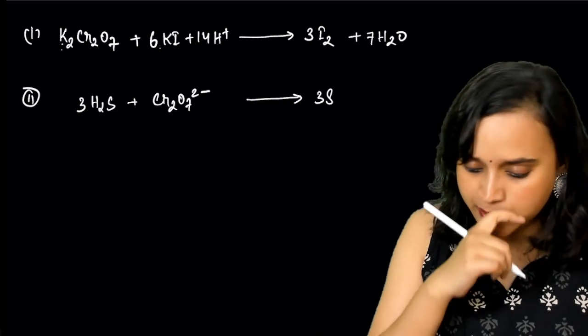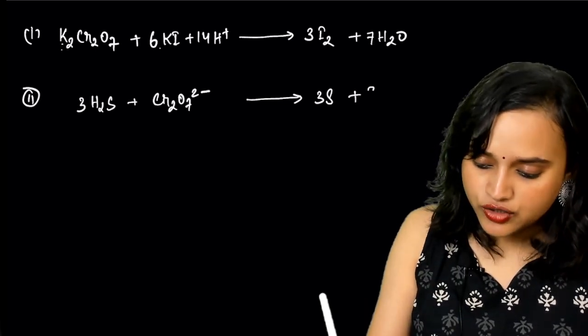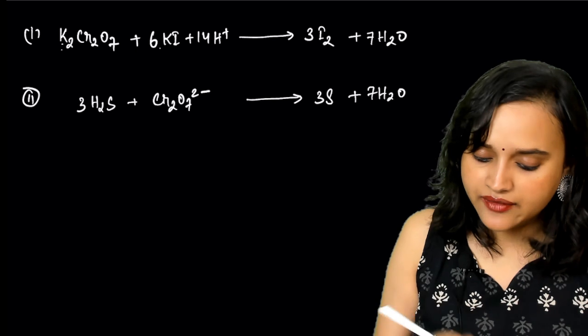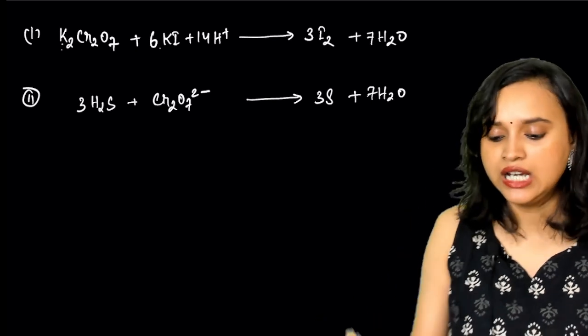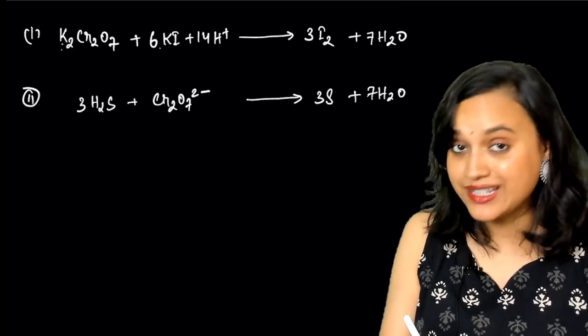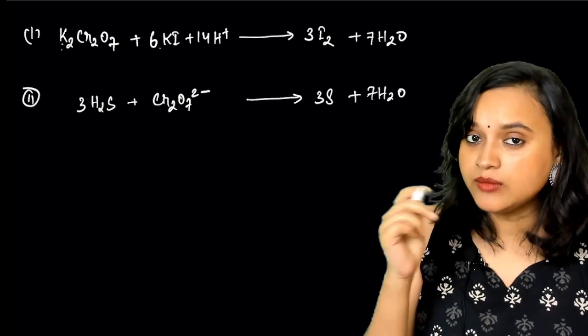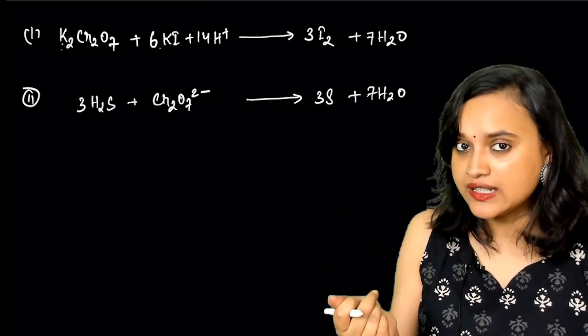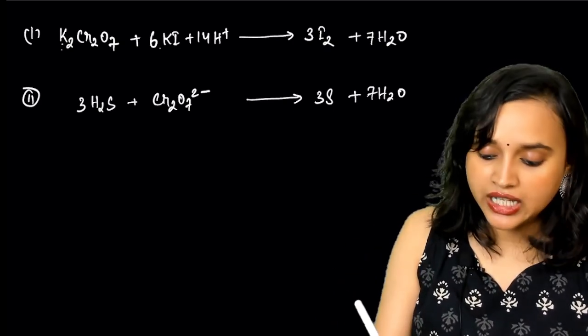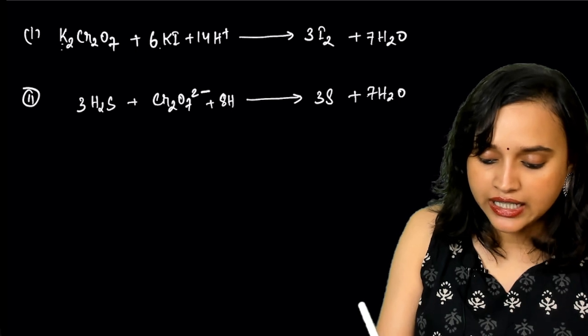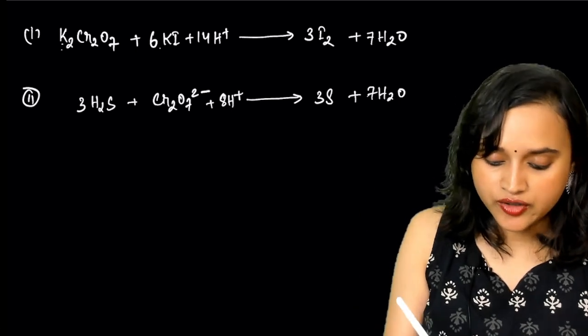That means 3H2S. I have 7 here. So 7H2O. The moment I write 7H2O, 7 2s are 14 hydrogen. But here I have 3 2s are 6 hydrogen already. 14 minus 6 will be how much? 14 minus 6 will be 8. So here I will have 8 H plus ions. Okay. So this is how you can write it.